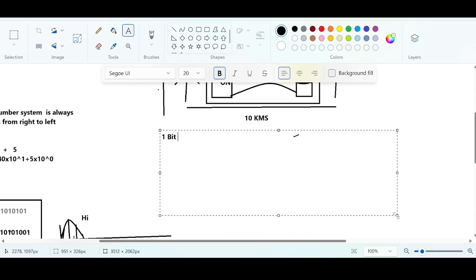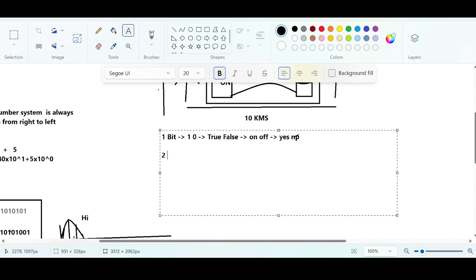Okay, one bit, 1 or 0. You can store either 1 or 0, or you can store either true or false, whatever it is. You can represent on or off, or you can say yes or no. Any two pieces of information. You can store one piece of information, but with two possible combinations, on or off.